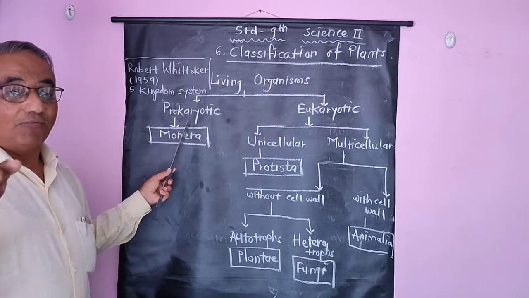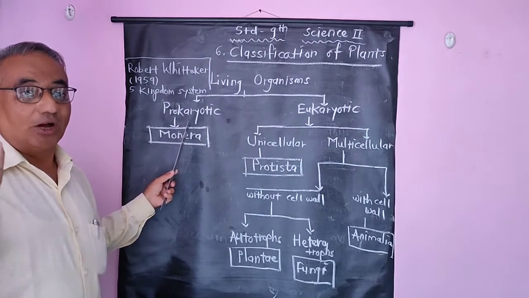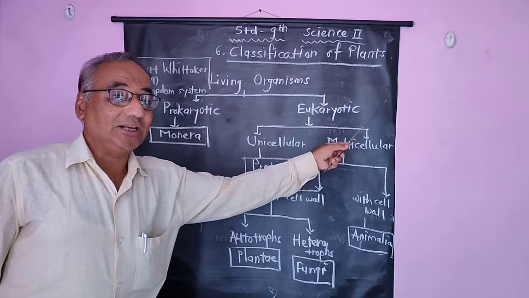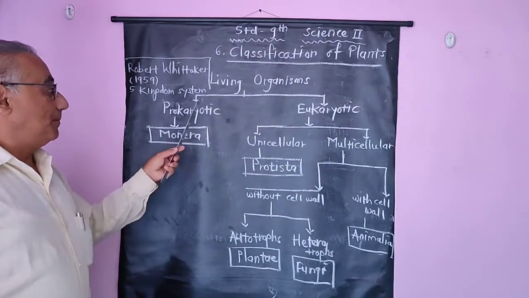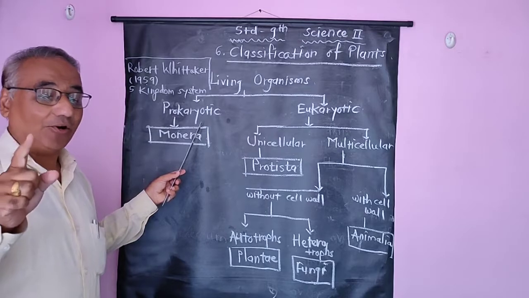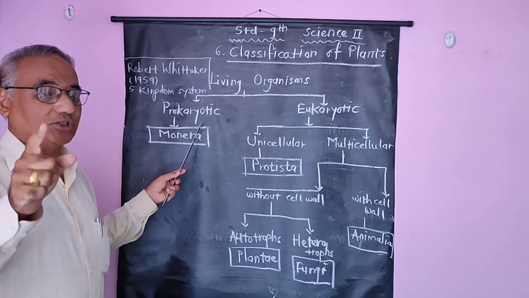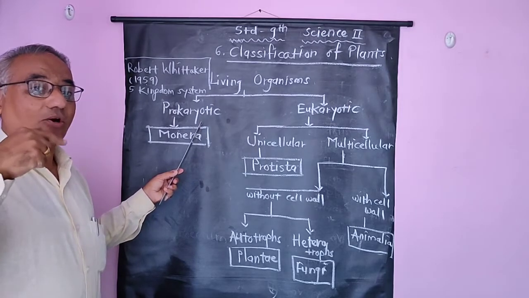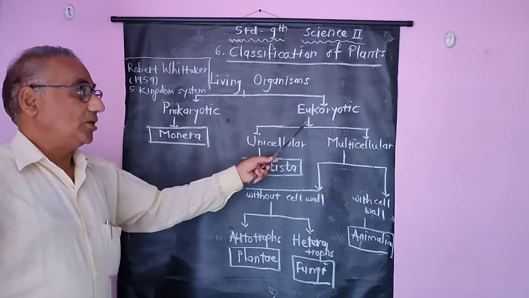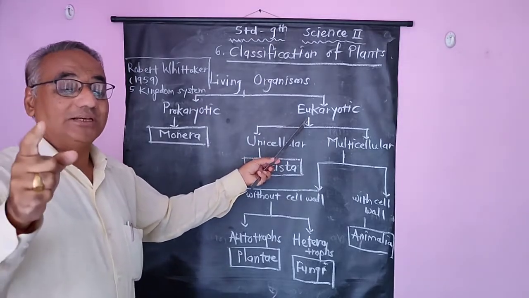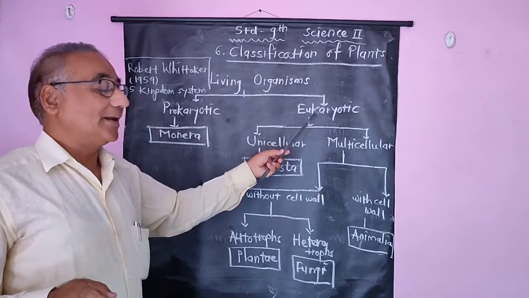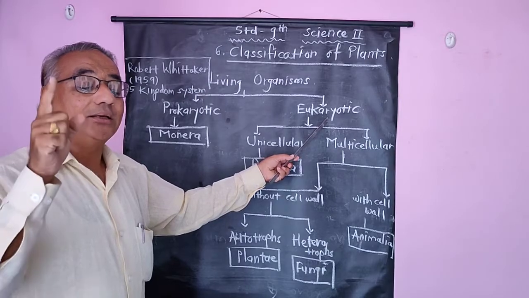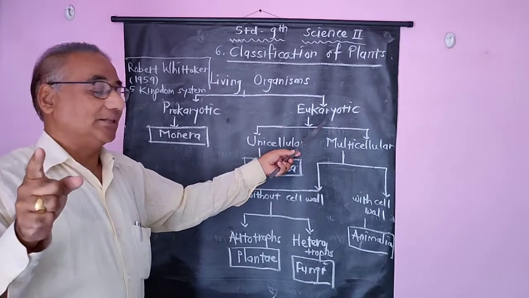Prokaryotic means without a distinct nucleus, while eukaryotic means with a distinct nucleus. Now what is the meaning of this? In prokaryotic we cannot identify the actual nucleus, cell wall, and other organelles present in the cell. But in eukaryotic type we find that the nucleus is distinct. It means that we can easily find out the nucleus, cell wall, and the organelles present in the cell.